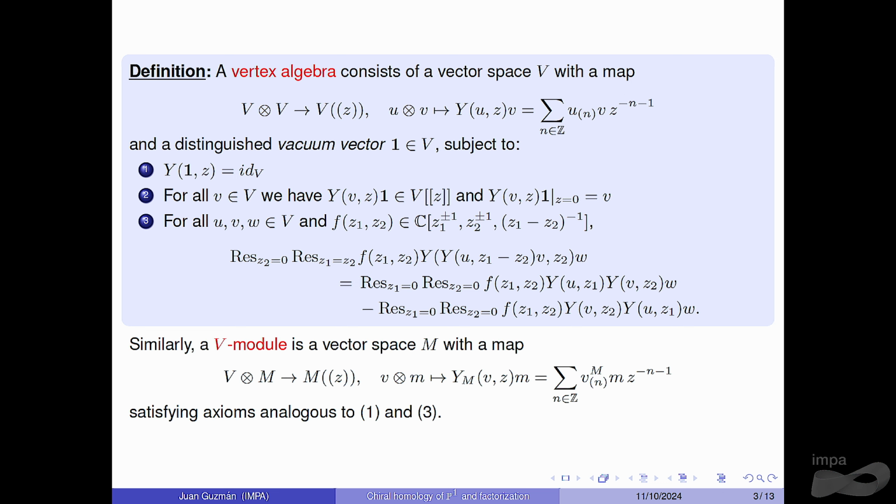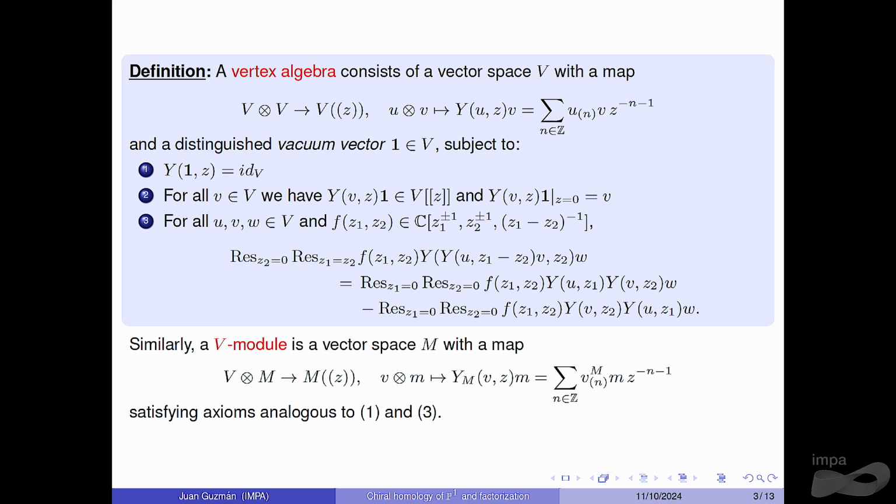And you can easily construct the definition of a V module, right? You get a map very similar, and you ask for the action of the identity to be trivial and for a very similar Borcherds identity. So, okay, these are the algebraic things, right?